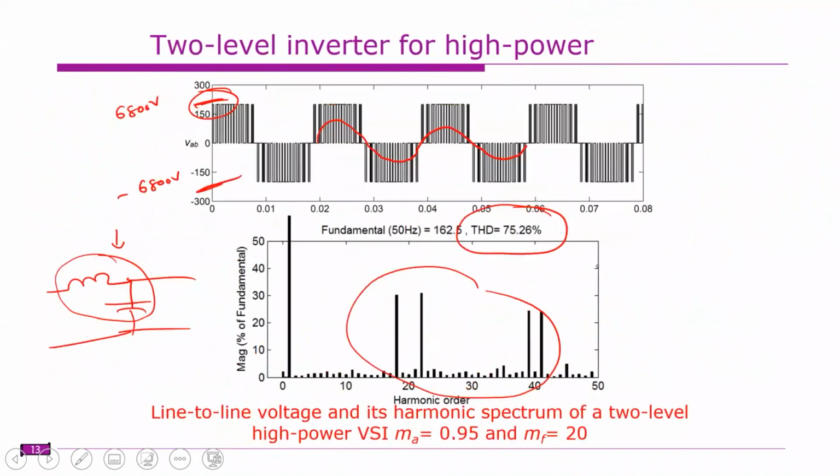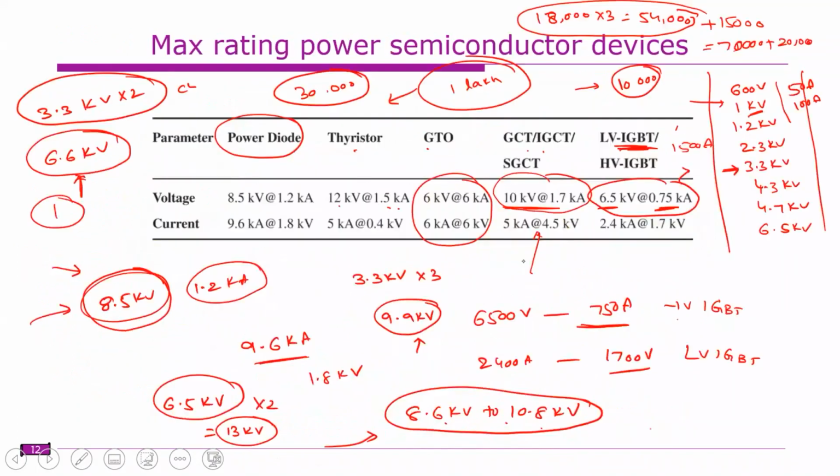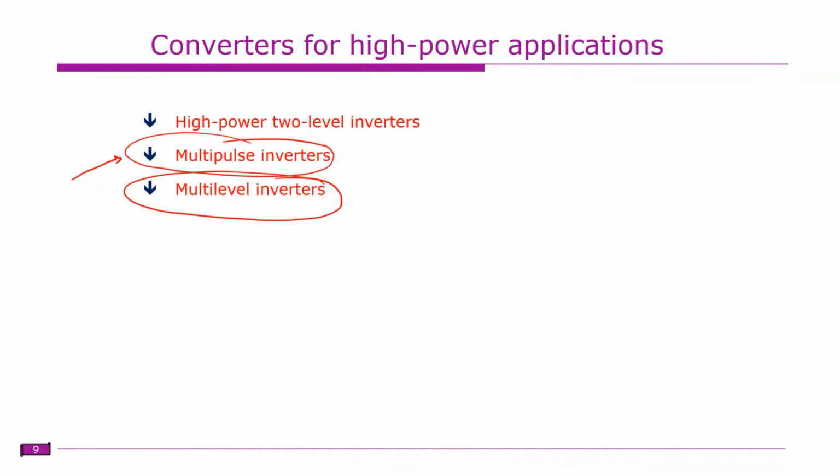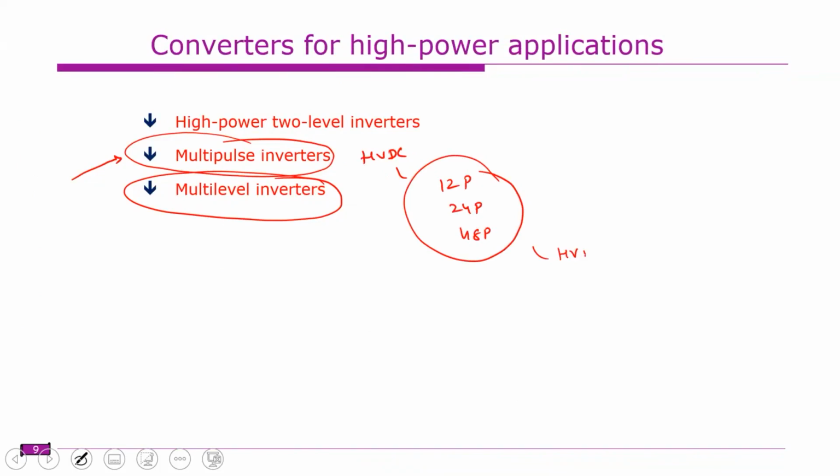So these are the drawbacks with this one. Therefore, how to improve that? There are several options. One is multipulse inverters or multi-level inverters. You might have studied multipulse inverters at UG level, especially when studying HVDC applications or HVDC transmission lines: the 12 pulse converter, 24 pulse converter, and 48 pulse converter. Which is preferred for HVDC application?